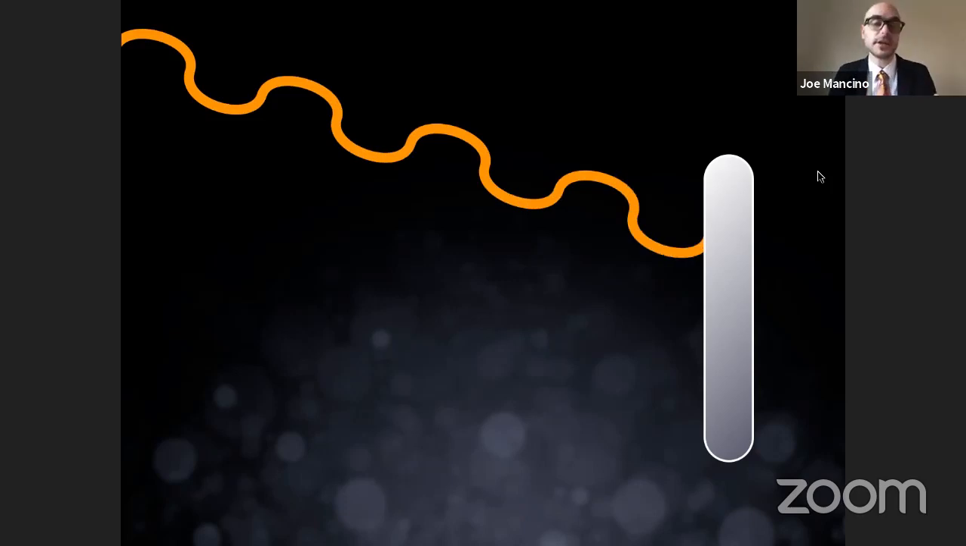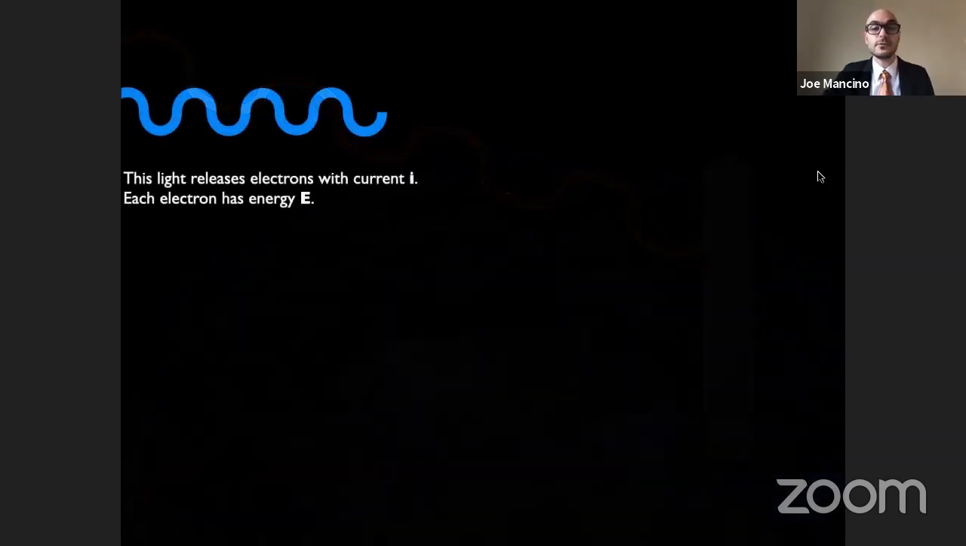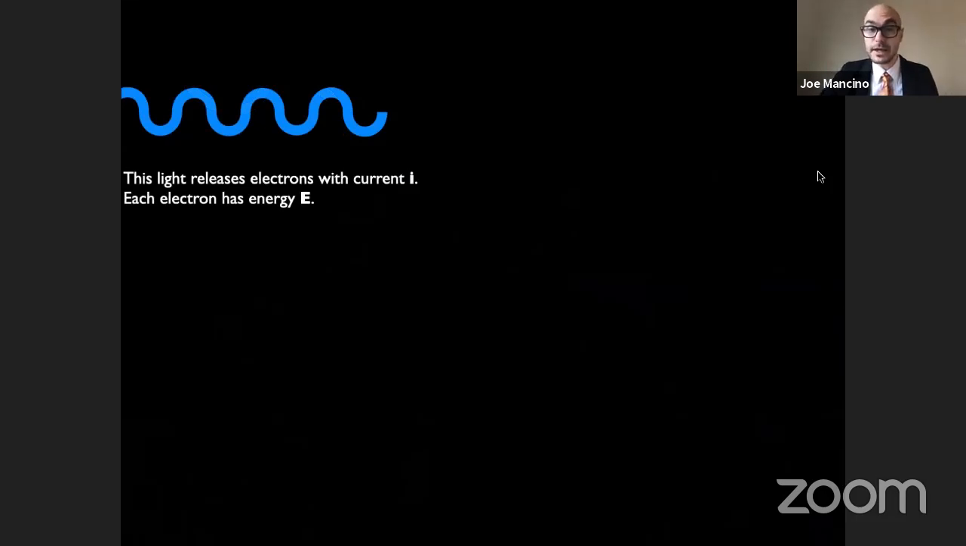So the initial explanations for the photoelectric effect had to do with the idea that maybe light is a wave that's shining on these metals and the metals are releasing electricity. And it makes some sense, a little bit, in terms of classical physics. If we shine, for example, blue light on a metal, it'll release some electrons with some kind of current I, and each electron will have an amount of energy E. Electrons are ejected with kinetic energy.